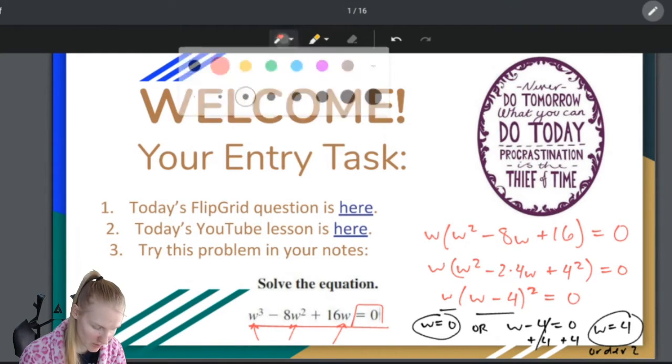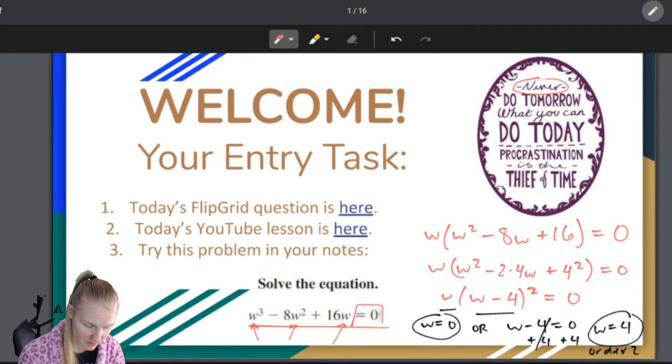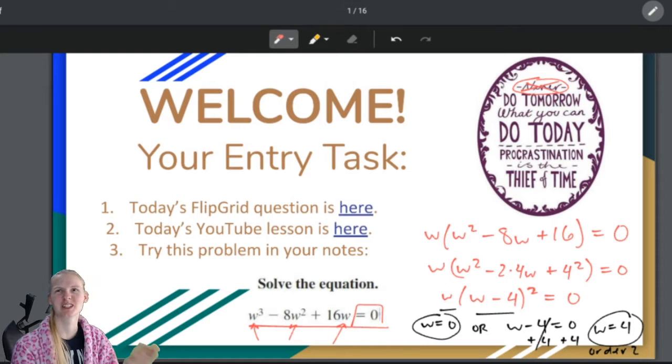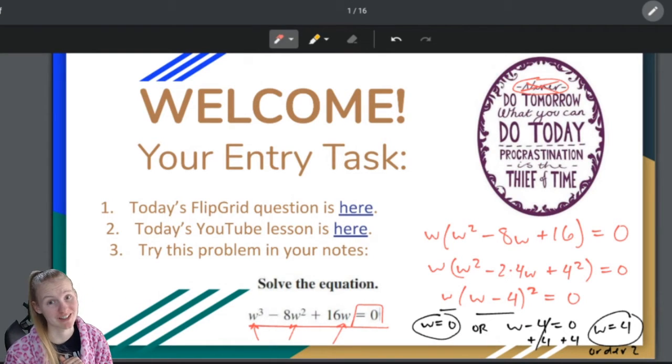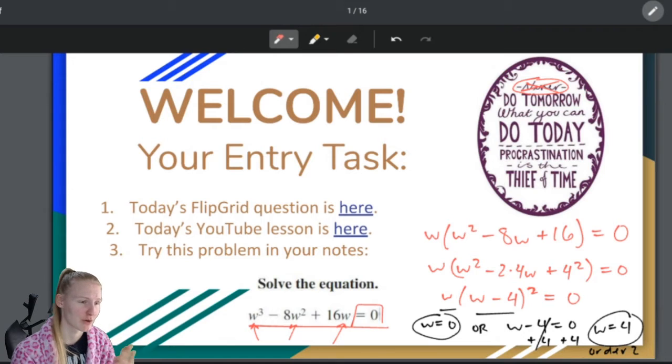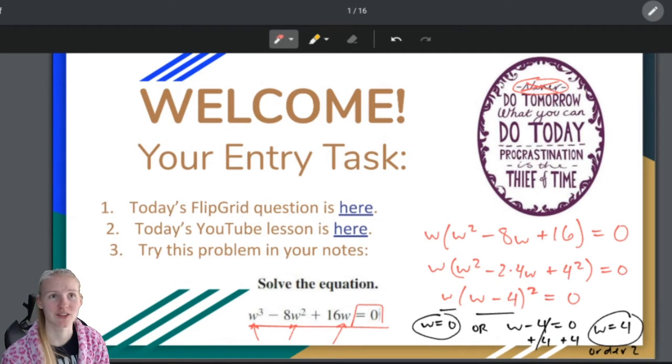Also, I want to point out this says never. Yesterday we talked about limiting our always and our nevers. So it says never do tomorrow what you can do today. Procrastination is the thief of time. Now it is true that procrastination is the thief of time. It is true that procrastination is not the best thing in the world. But we still shouldn't use the word never.